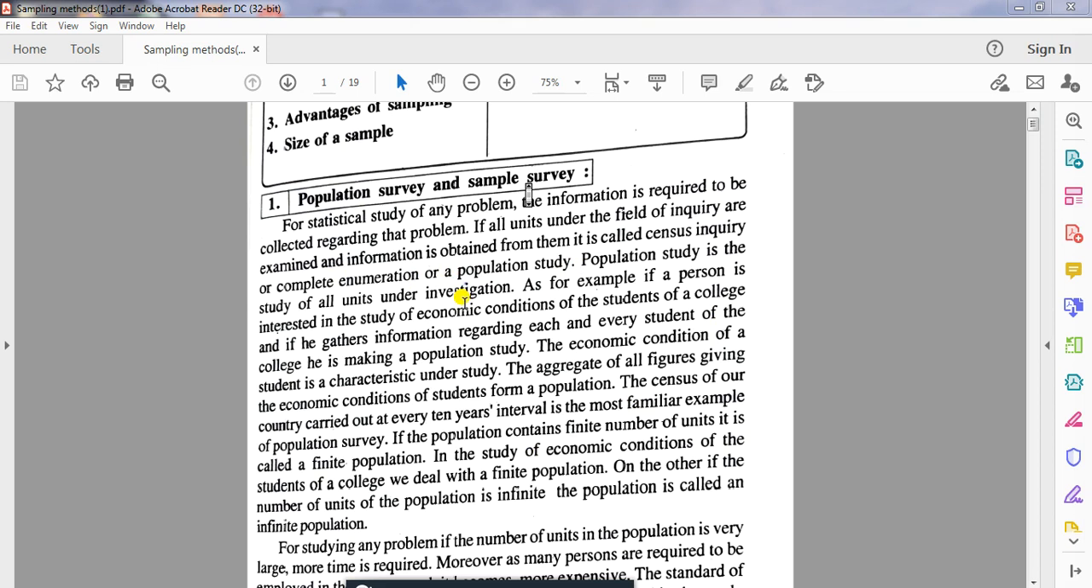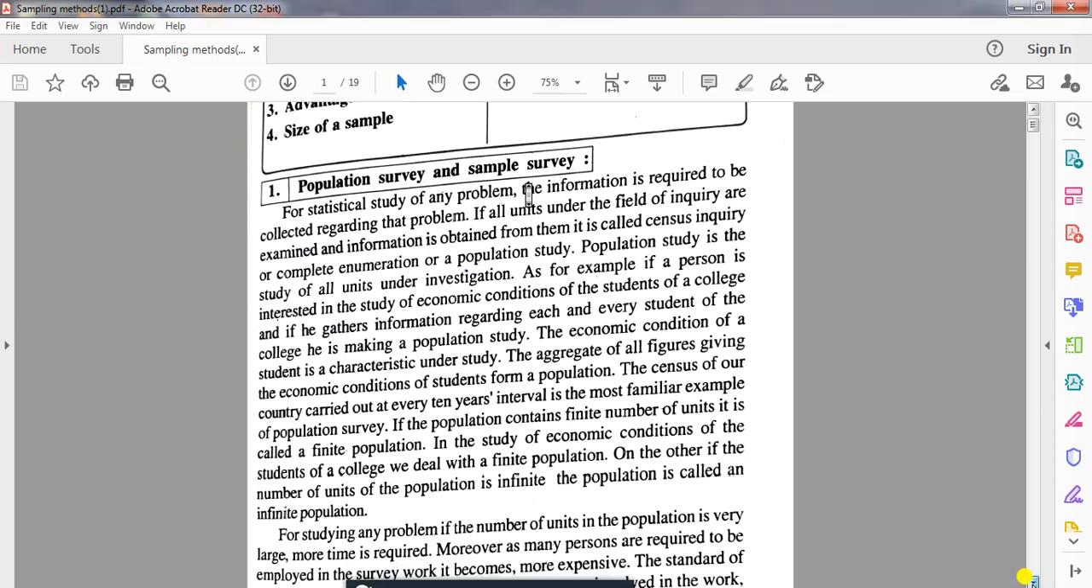As for example, if a person is interested to study the economic condition of students of the college, and if he gathers information regarding each and every student of the college, he is making the population study. Instead of this, if someone is studying only a few students, then it is considered a sample survey. So this is the difference between the population survey and sample survey. If the population contains a finite number of units, it is called a finite population, and if it has an infinite number, that is, not countable, then it is called an infinite population.